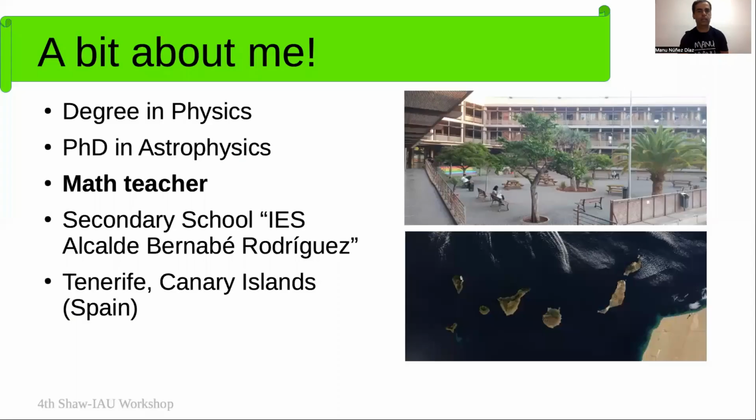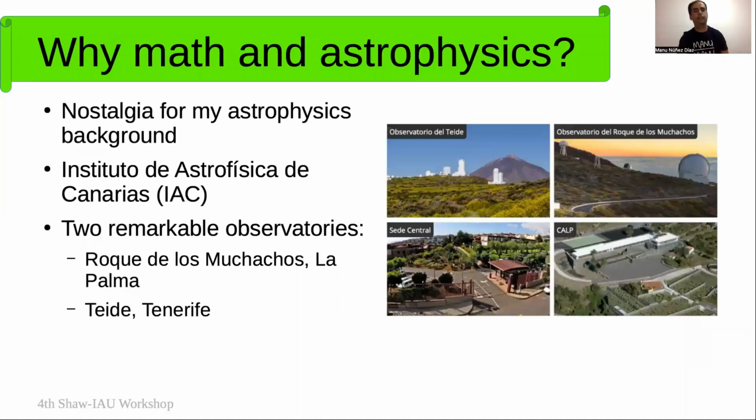First, I would like to introduce myself. I studied a physics degree and completed my PhD in physics of ionized nebula. My current job is math teacher in secondary school in the Canary Islands. For several years, I worked at El Teide Observatory and at the Instituto de Astrofísica de Canarias, IAC, during my PhD. From that time, I have a lot of good memories and many scientist friends.